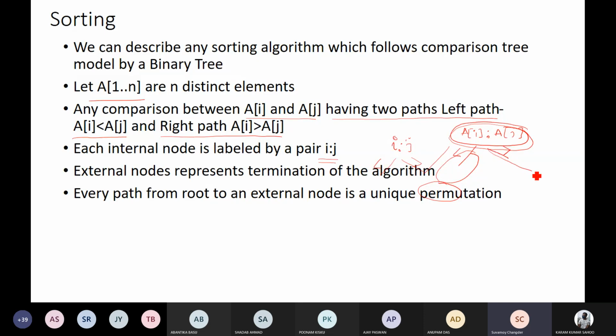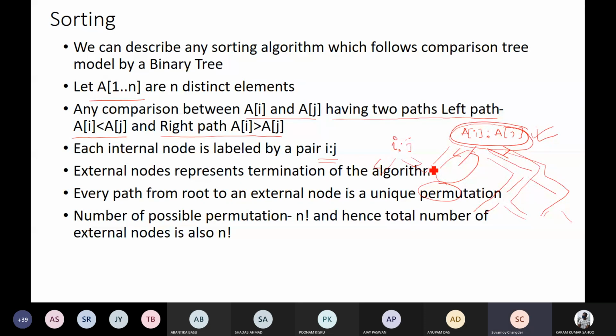This path is also giving us a particular permutation. If we follow this kind of path, this one gives a particular permutation, this one gives us another permutation. Similarly, here also we get different paths. So again, internal nodes are providing comparisons, external nodes are terminating conditions, and a path is giving us the permutation. There is no duplicate value, because we have considered distinct values. Now, how many different permutations will there be?